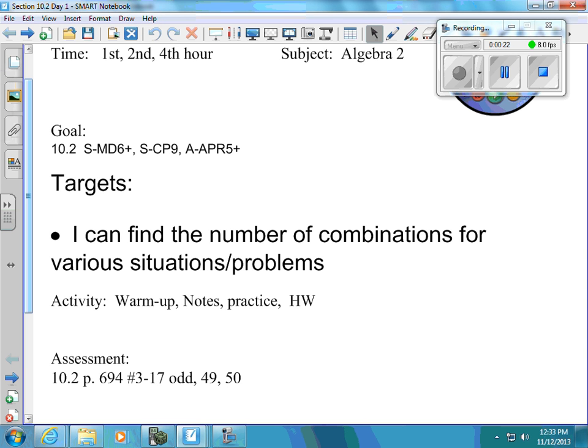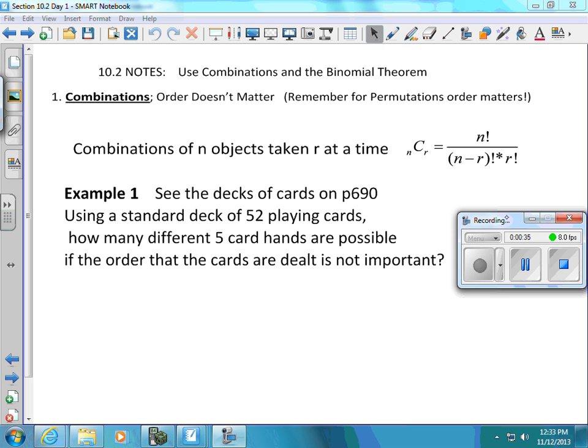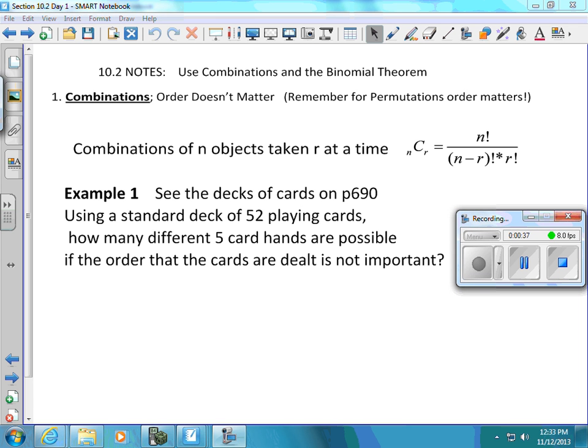We talked about permutations yesterday. Today we're going to see the difference between permutations and combinations. Have the target for your notes for tomorrow. So the only difference between combinations and permutations is that in combinations, order does not matter.